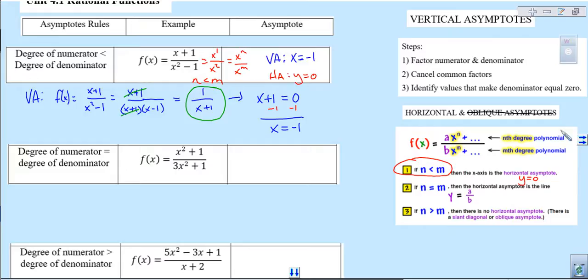So on the next one, we start off and try to clean this up a little bit. Let's simplify first. So let's try to do our vertical asymptote first. That's probably a better habit. So let's see. We have x squared plus 1 over 3x squared plus 1.